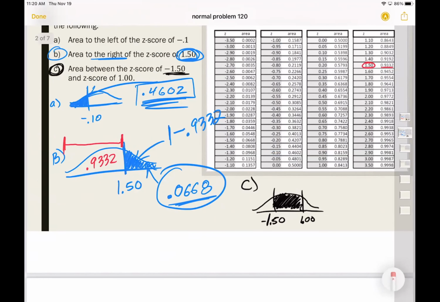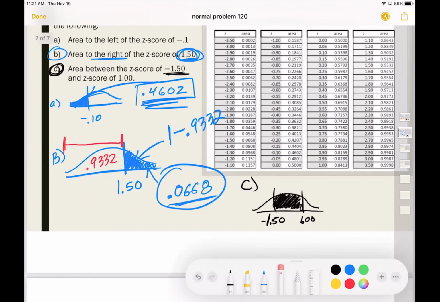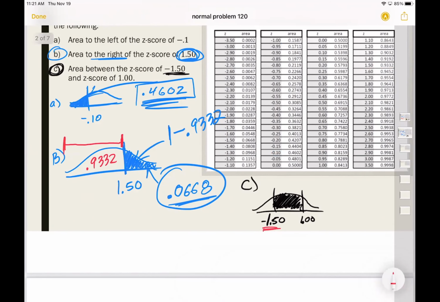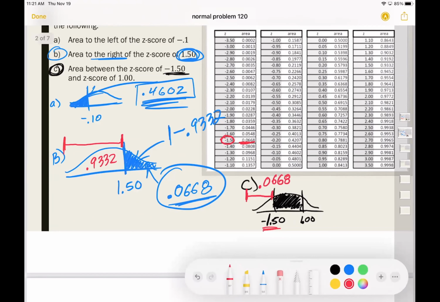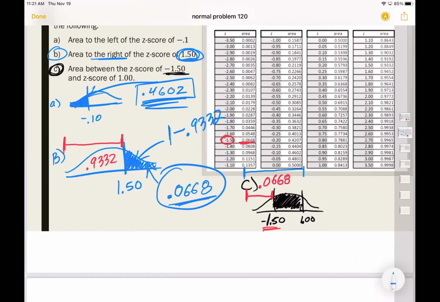So how do I find the area in between? Reminder, the first thing I need to ask myself is, where is my -1.5? -1.5 is right here. And -1.5 is from here to here, the area to the left of that number, which is 0.0668. And then my other number is 1. Where is my 1? My 1 is right here, and its area is 0.8413, right?